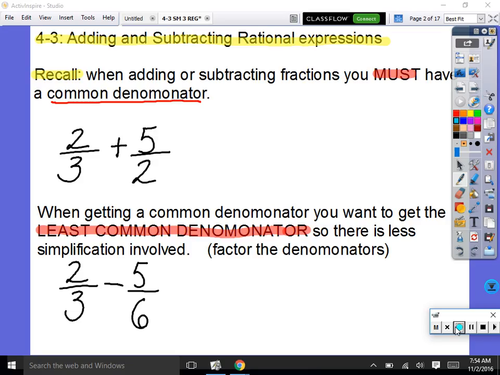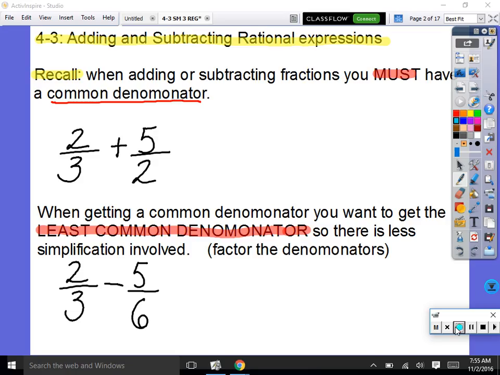So today we're going to be adding and subtracting rational expressions. So remember, so far in the unit, we've learned how to simplify rational expressions. Then we've learned how to multiply and divide rational expressions, which is pretty much the same thing as simplifying, but one extra step, multiplying straight across, and then simplifying.